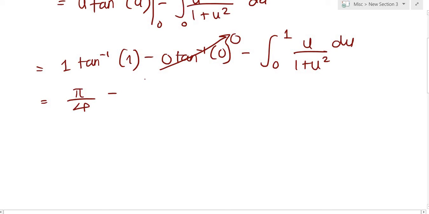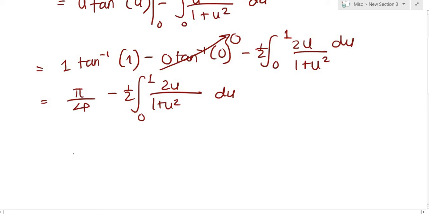We have minus. Now what's the derivative of the denominator? It's 2u, right? Because the 1 becomes a 0. And we have a u on top. So why don't we try to reconstruct the derivative of the denominator on top? We need a 2u for that. We need basically a 2, right? We have a u. So why don't we multiply and divide by 2? So we have half times 2u over 1 plus u squared du, evaluated from 0 to 1.